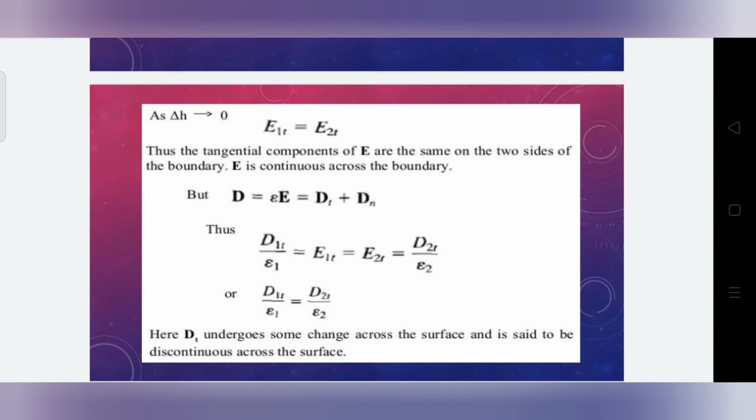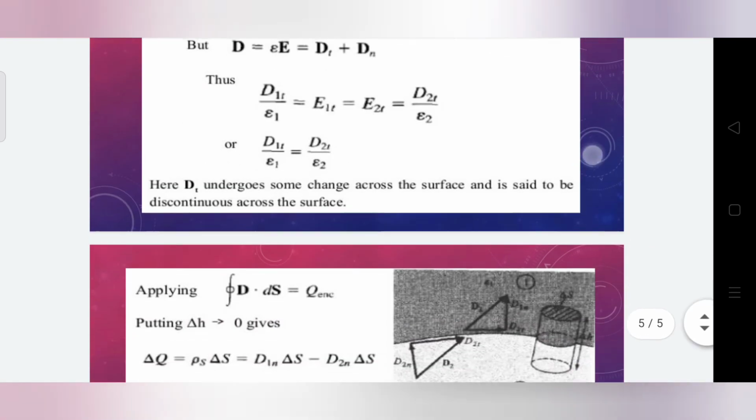Then the relationship between D and E is D is equal to epsilon E, and D is equal to Dt plus Dn. D1t divided by epsilon 1 is equal to E1t and E2t is equal to D2t divided by epsilon 2. According to the fact that E1t is equal to E2t, we can conclude D1t divided by epsilon 1 is equal to D2t divided by epsilon 2. Here, Dt undergoes some changes across the surface, and is said to be discontinuous across the surface.